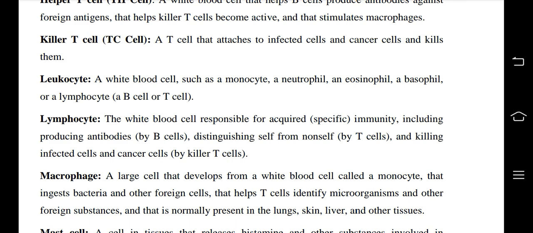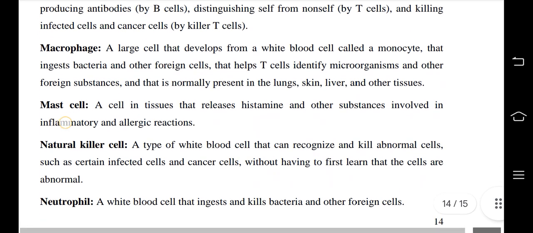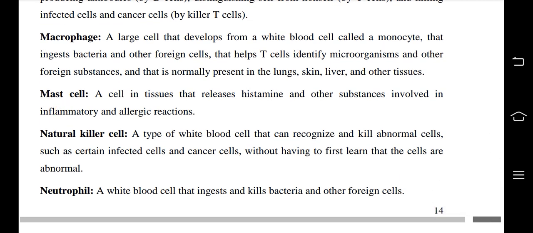Then lymphocyte: a white blood cell responsible for acquired specific immunity, including producing antibodies by B cells, distinguishing self from non-self by T cells, and killing infected cells and cancer cells by killer T cells. Then macrophage: a large cell that develops from a white blood cell called a monocyte, that ingests bacteria and other foreign cells, that helps T cells identify microorganisms and other foreign substances, and is normally present in the lungs, skin, liver and other tissues.